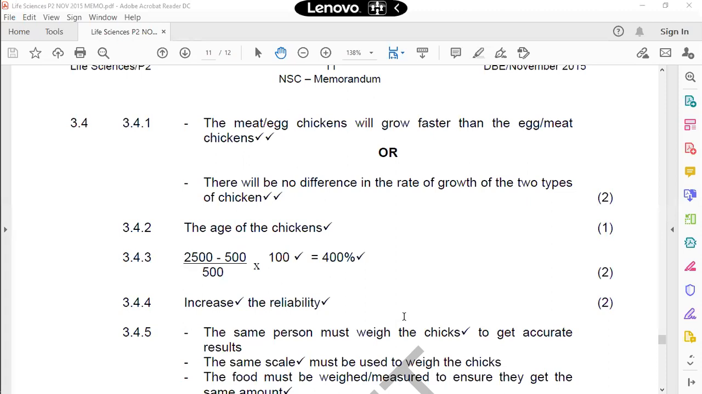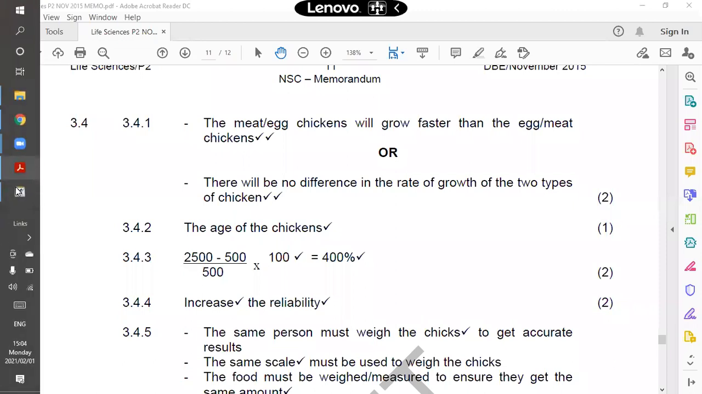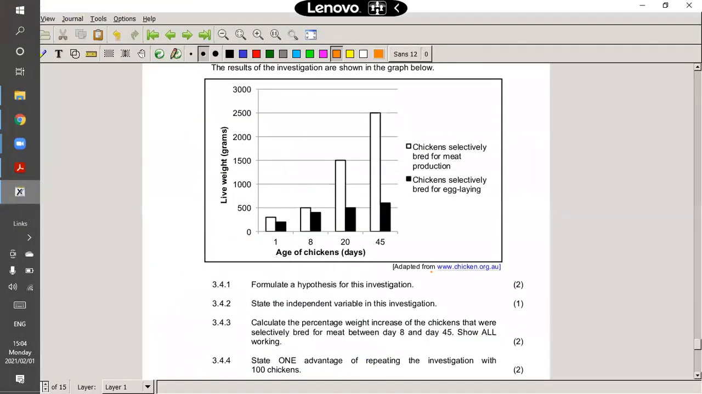But I hear you talking about the weight. Yeah, but if you say grow, that means the weight. Okay, so the growth indicates the weight. So you've included both variables: grow faster or pick up weight a lot quicker, they have more weight, or anything that indicates their growth or the amount of growth, that is fine. And how come for 3.4.3 it is 400%? Okay, let's take a look at the question, because you didn't have to answer it, but let's take a look at the question and then the answer.